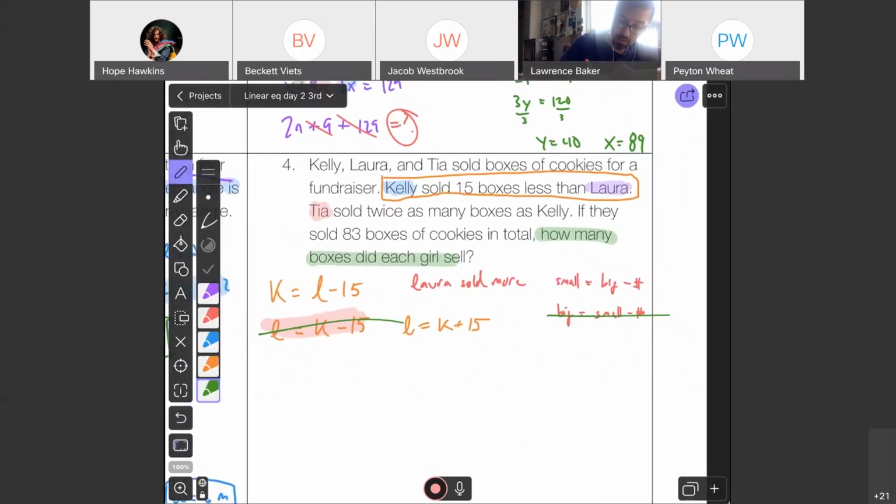All right, so what about the second sentence, or I guess third sentence here. Tia sold twice as many boxes as Kelly. How do we write that? Would it be T equals 2K? Okay. So what's the other option there, Peyton? So T equals 2K, what else could we have written that may or may not be wrong? Kind of thinking about what I was asking you earlier, like, could it be this instead?